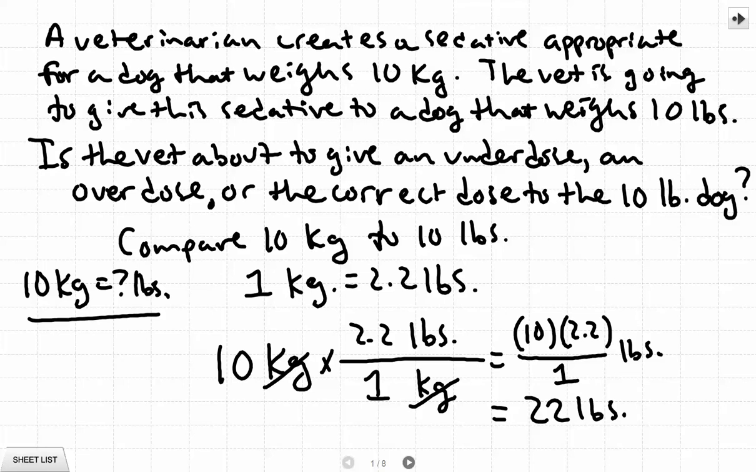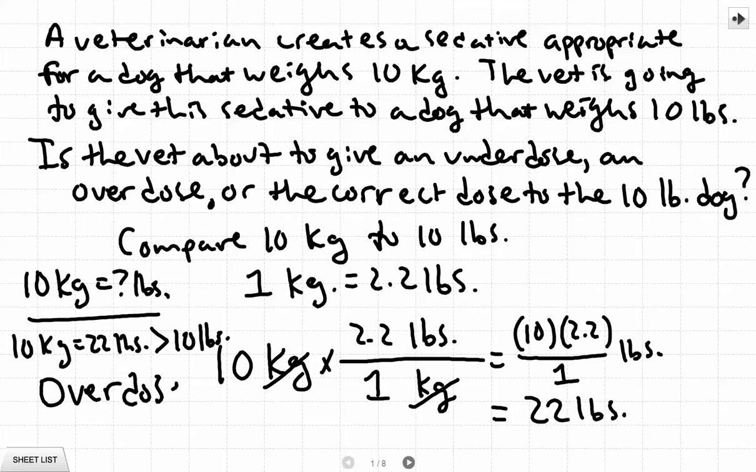So you can see that 10 kilograms is a lot more than 10 pounds. Right? You just found out that 10 kilograms is equal to 22 pounds, which is much bigger than 10 pounds. So this is clearly going to be too much sedative for that 10-pound dog. So if a veterinarian has a sedative appropriate for a 10 kilogram animal, but wants to give it to a 10-pound animal, then the vet will be giving far too much sedative to that animal, thereby creating an overdose.